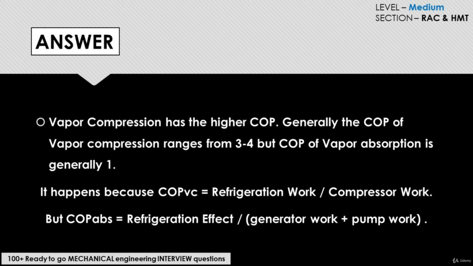Generally, the COP of vapor compression ranges from 3 to 4, but the COP, or the coefficient of performance, of vapor absorption is generally 1. It happens because the coefficient of performance of vapor compression is equal to refrigeration work divided by compressor work. But the coefficient of performance in case of the vapor absorption system would be refrigeration effect divided by generator work plus pump work.